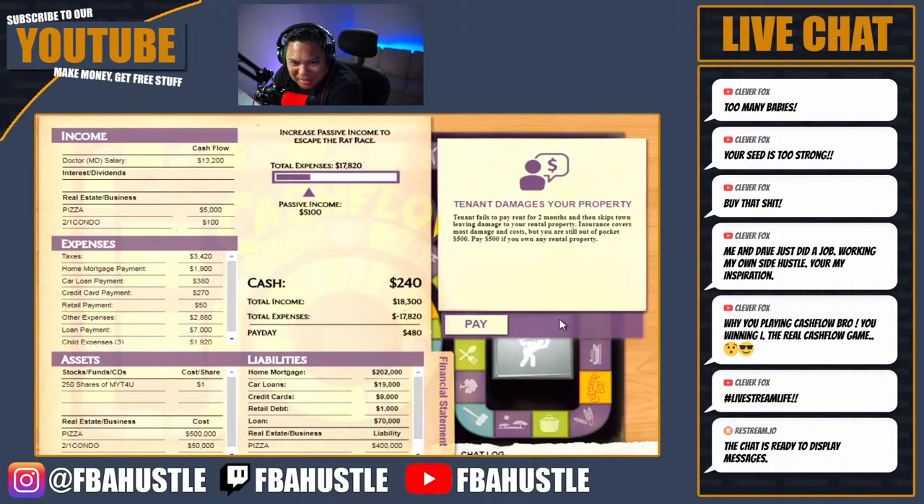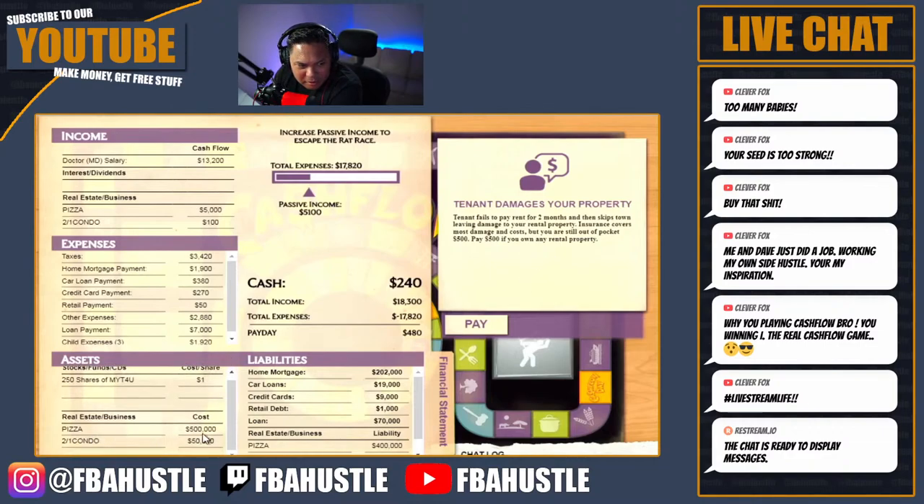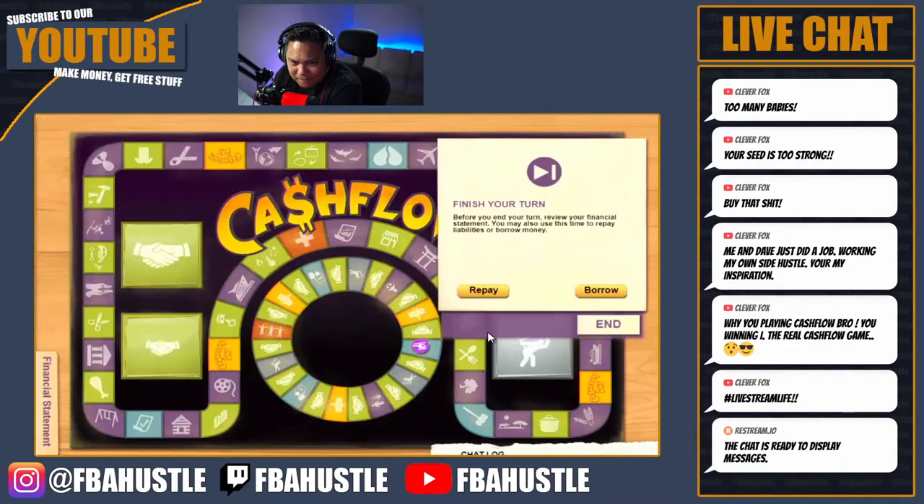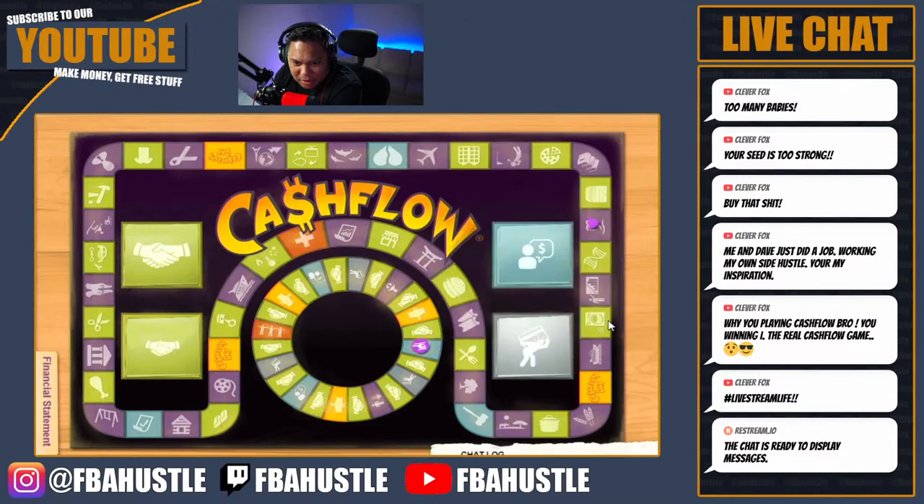What can I say? Tenant damages your property. Tenant fails to pay rent for 2 months and then skips town, leaving damage to your rental property. Insurance covers most damages and costs, but you're still out of pocket. Pay 500 if you own any rental properties. Okay, we have one rental property over here. We gotta pay 500. We're gonna be negative. Ah, it's another loan. We are losing.